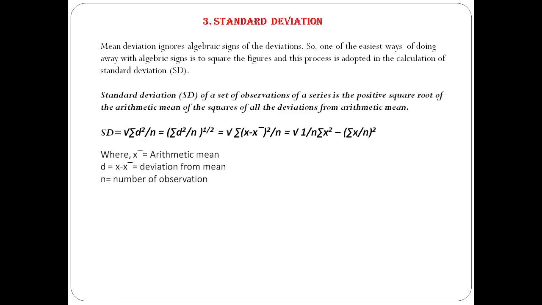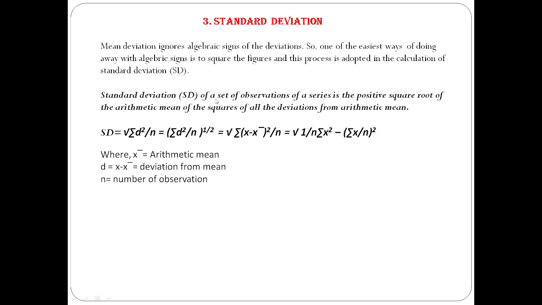So to overcome that, we need to encounter standard deviation. So what is standard deviation? Mean deviation ignores the algebraic signs of the deviation. One of the easiest ways of doing away with the algebraic sign is to square the figure. If the value is -2, and it is squared, that is -2 into -2, it becomes plus. And again, if it is rooted, with the square root, the same value is obtained and there is no problem with the sign. So this process is adopted for the calculation of the standard deviation.